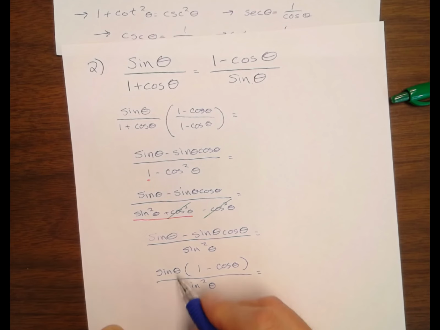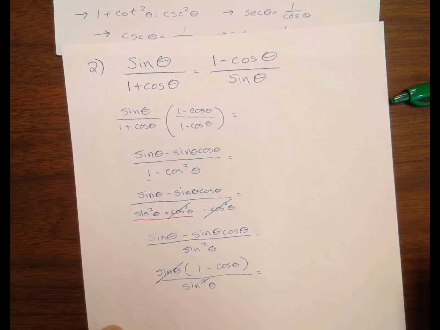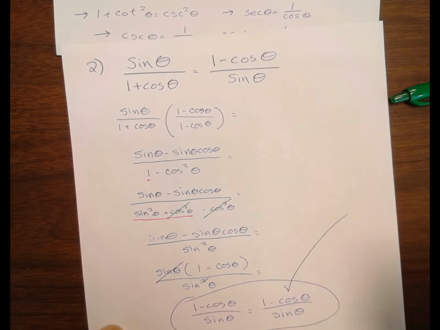Because a sine now will cancel here with the sine in the denominator. And I have 1 minus cosine theta over sine theta equals, sweet, look what I'm trying to get to. It was that the whole time. Verified.